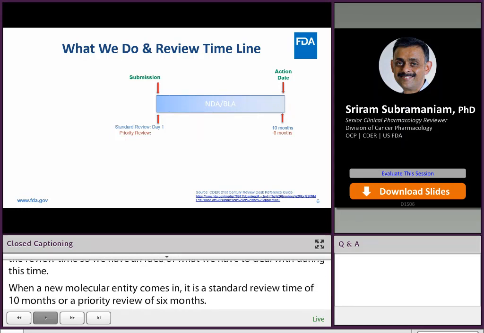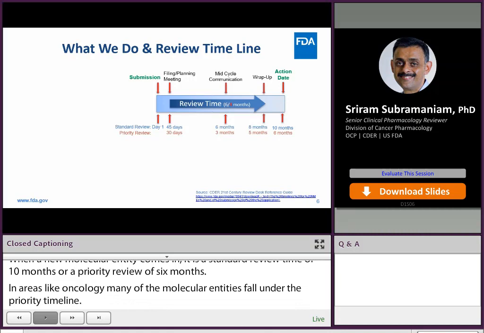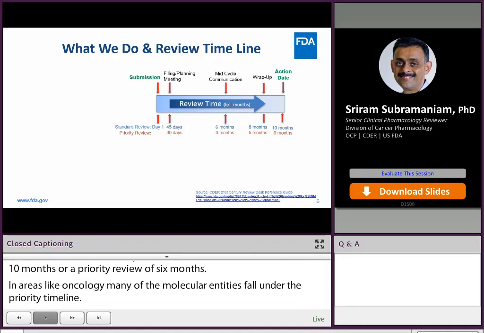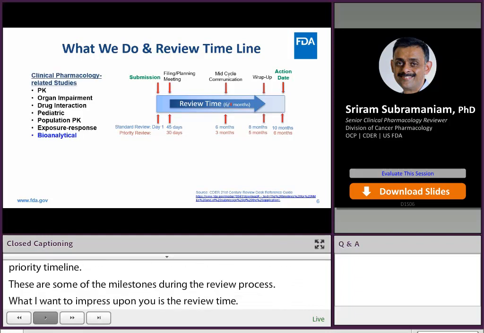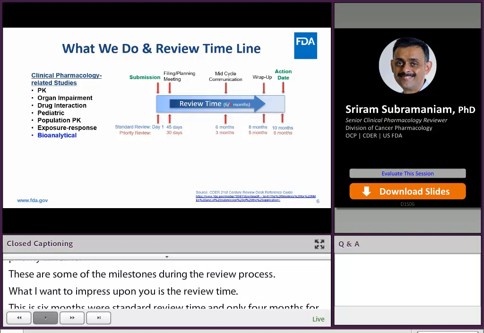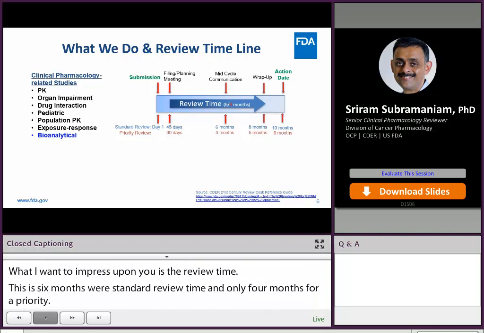These are some of the milestones during the review process. But what I want to impress upon you is the review timeline. This is 6 months for a standard review clock and only 4 months for a priority review clock. Now, as I mentioned earlier, as clinical pharmacology reviewers, we have to deal with a review of a number of clinical studies. Some of them are listed here. Bioanalysis forms a small part, nonetheless an important one.